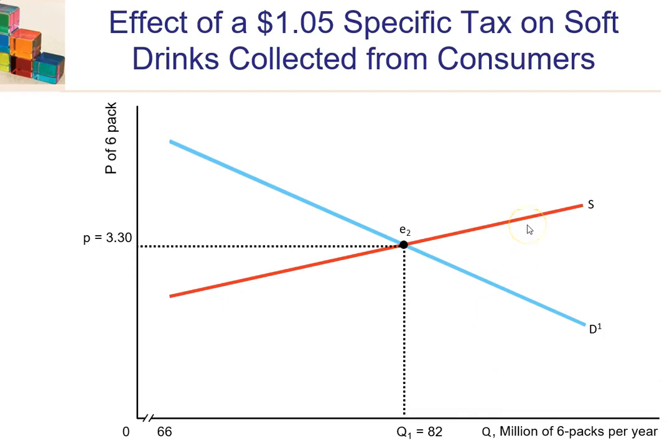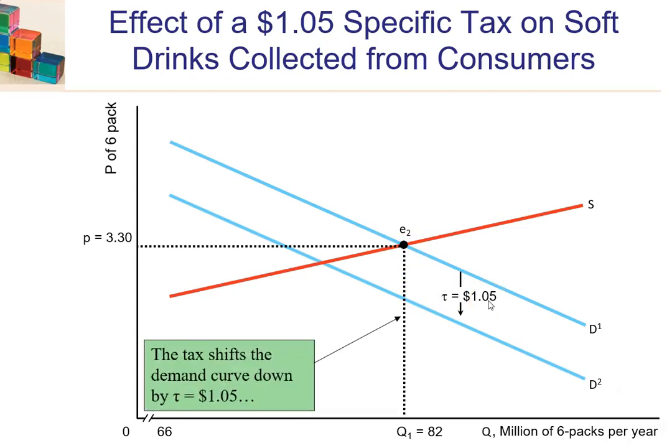This is the demand supply analysis. Here is our initial equilibrium price, E2, before we have a tax. At $3.30, we're selling 82 sodas. Now, you are going to tax the consumers $1.05 every time they purchase a 6-pack. I mentioned previously that the demand curve will be impacted, and it will shift south by the amount of the tax. It will shift down by $1.05. So this $1.05 reduction is seen by moving the demand curve down.